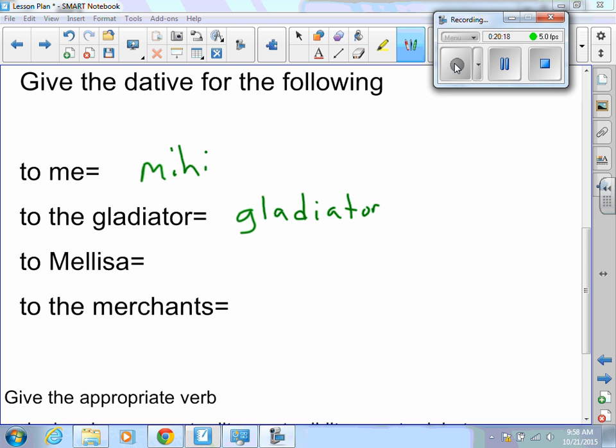Melissa is first declension, so I take off the -a, that gives me the base of the word. The dative singular ending for the first declension is -ae. To the merchants: mercator, mercatoris. Take off the -is, leaves me with mercator. It's plural. The plural dative ending is -ibus. So make sure that you can come up with the dative forms of Latin words as well.